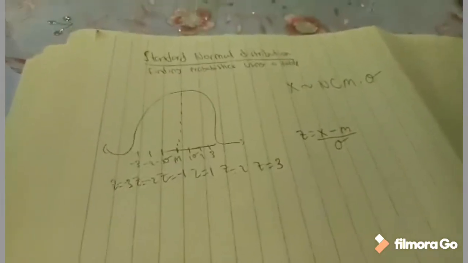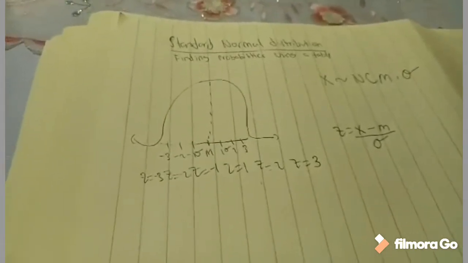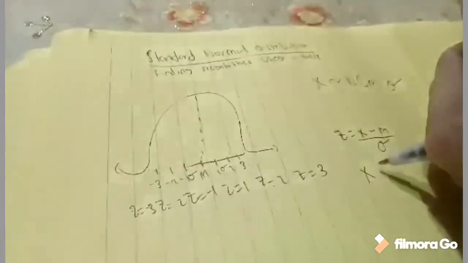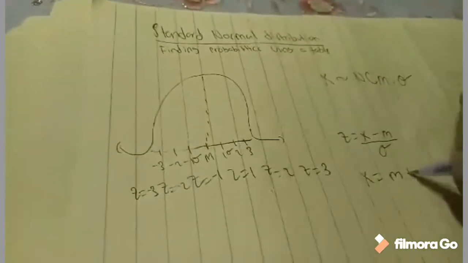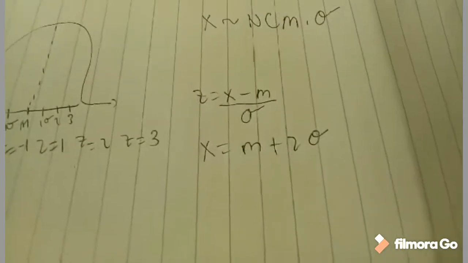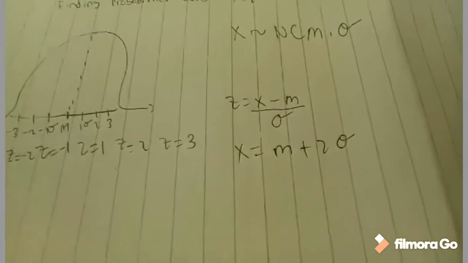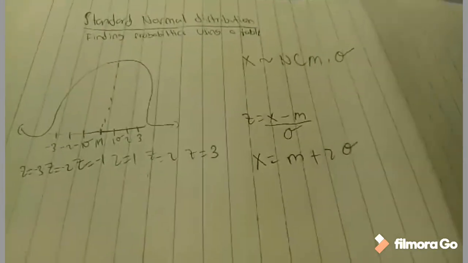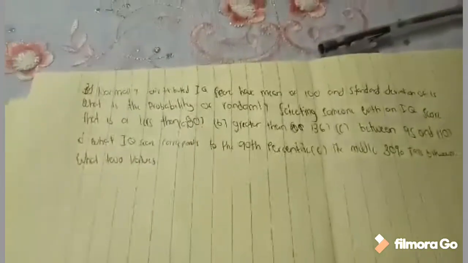But sometimes you may need to calculate x. So x is equal to the mean plus z times the standard deviation. So these are the formulas that you want to make sure you write down for the problems that we will solve. So guys, this is our first problem.